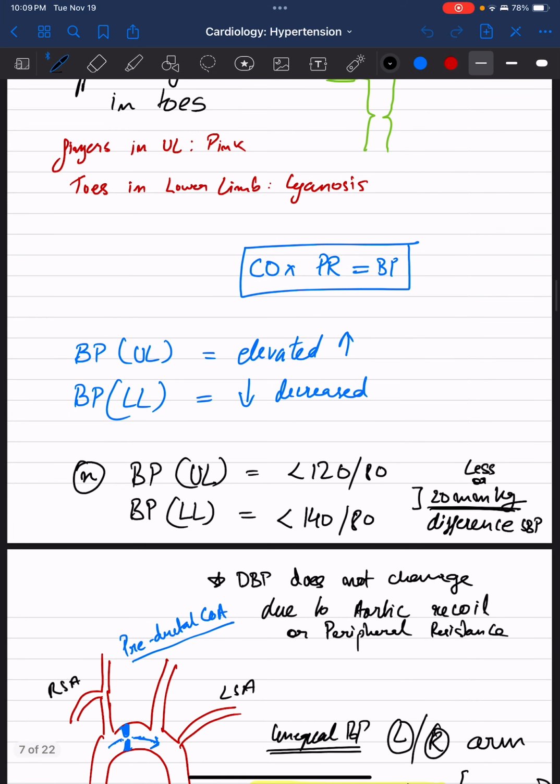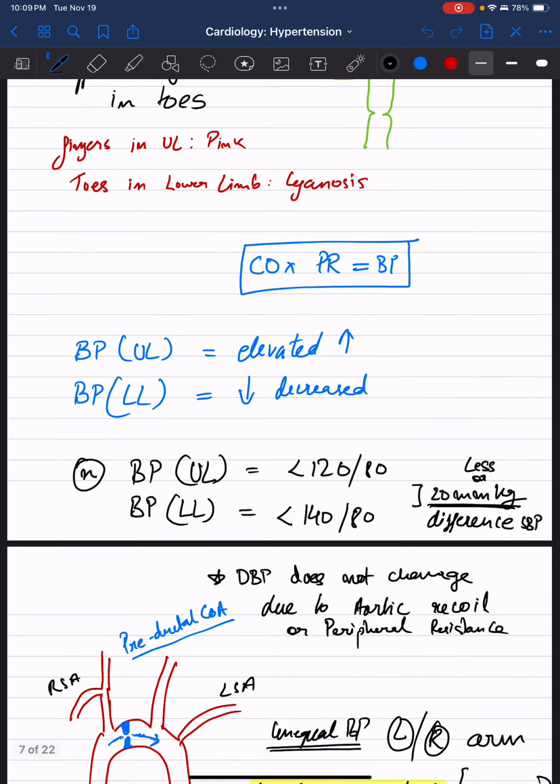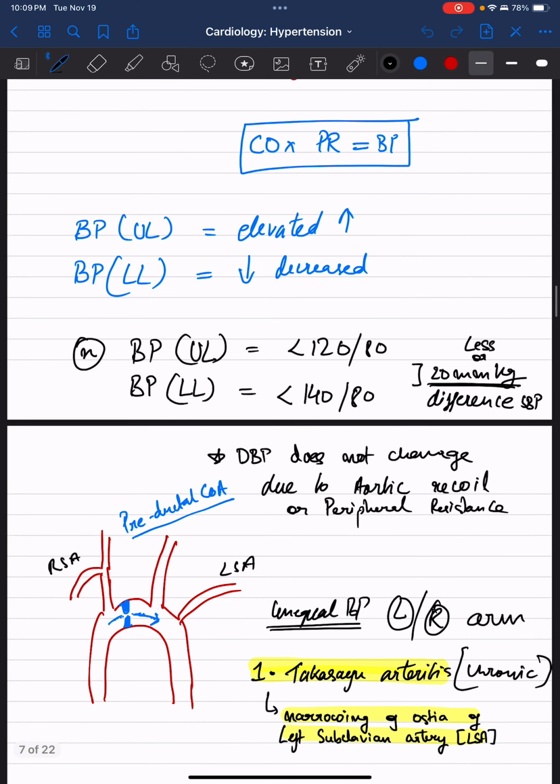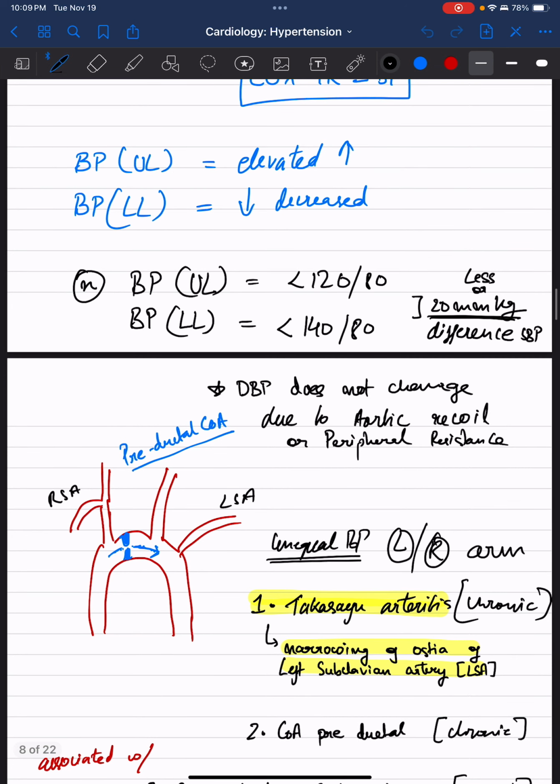So here there's just a formula: cardiac output into pulse rate is blood pressure. I think this is pretty basic and everyone knows that. In coarctation of aorta, the blood pressure in the upper limb will be elevated, but the blood pressure in the lower limbs will be decreased. Normally the blood pressure in the upper limbs is lesser than 120 by 80, and in the lower limbs the blood pressure is a little bit higher, which is less than 140 by 80.